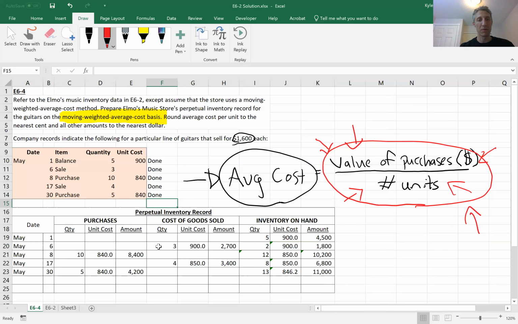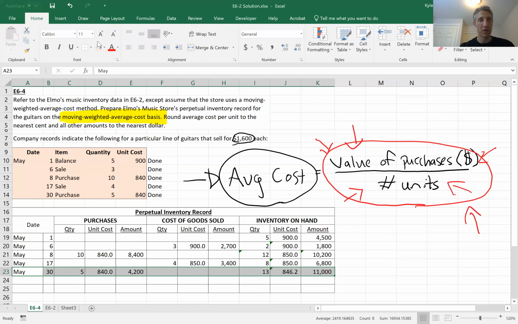I'm just going to do a couple things that are important, mainly the totals. So just bear with me. I'm going to do a little bit of formatting.